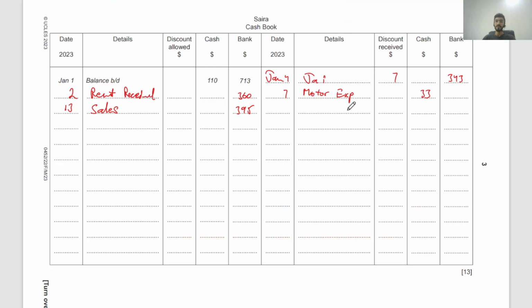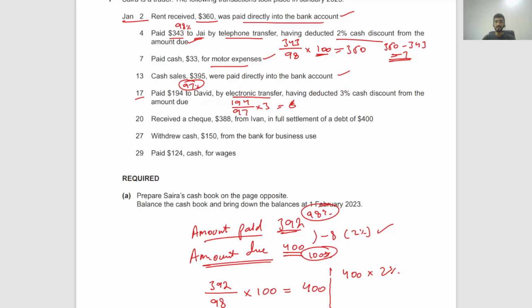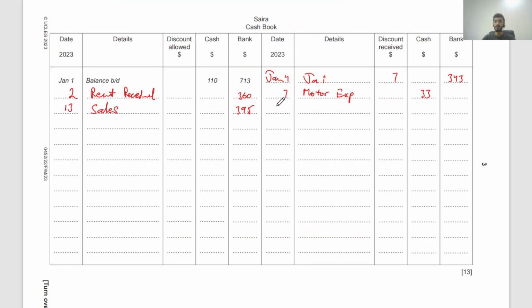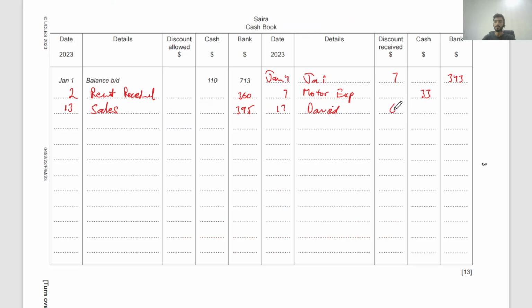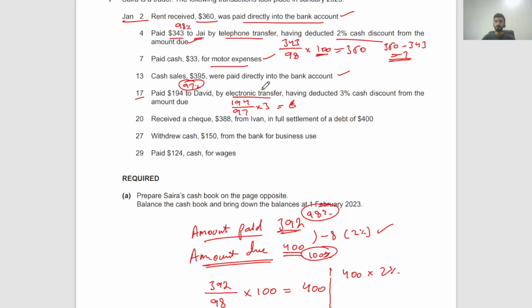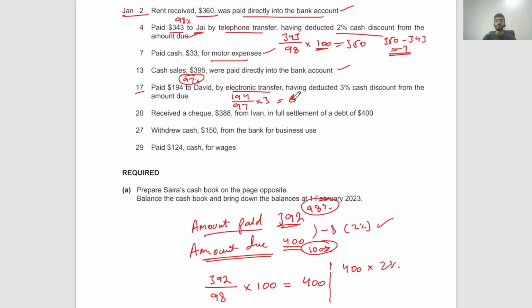The amount paid is 194, and the discount, in this case received, is $6. So paid to David, which date? 17th. On 17th, paid to David, 6 discount received, and 194 paid. Okay, just make sure everything is in the right column, right? If I make a mistake, let me know in the comments, right? Because there's no mark scheme to check these answers with. It's possible to make any small error.